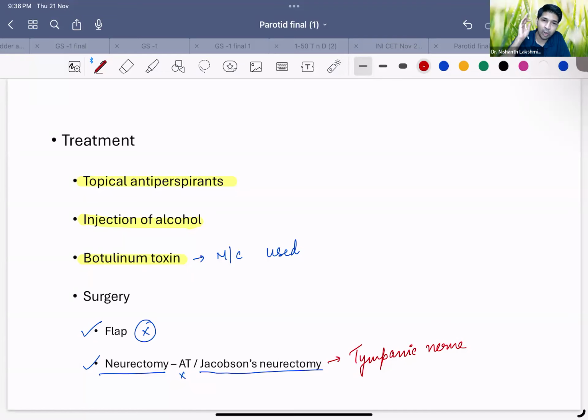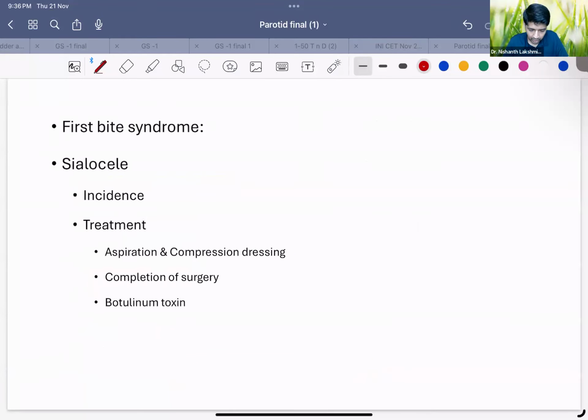You don't have to identify the auriculotemporal nerve and hit it. That is also allowed. That is called an auriculotemporal neurectomy. But Jacobson's neurectomy is where we damage or kill off the tympanic nerve. So don't get confused in the exam saying, oh, auriculotemporal nerve is different, tympanic nerve is different, because the parasympathetic fibers run along various structures before they end in the auriculotemporal nerve. Okay, auriculotemporal is the last stop. That's about it. Now, any idea what first bite syndrome is?